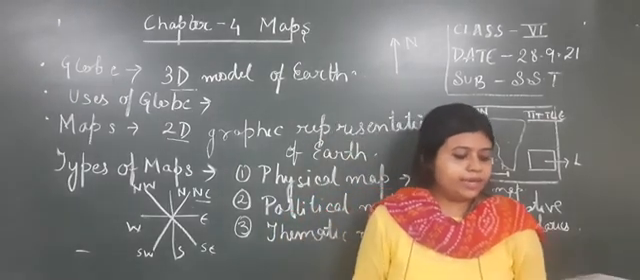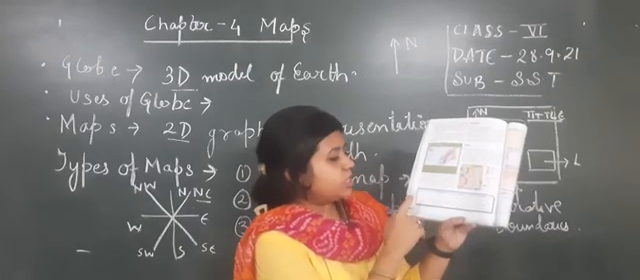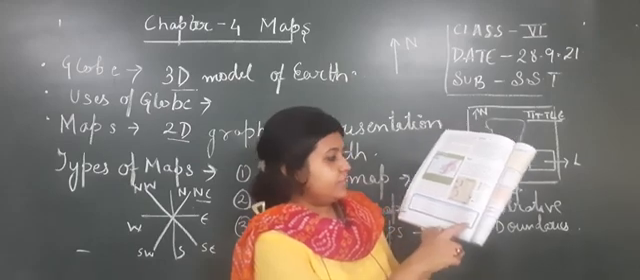Okay. Now here the difference is given in your book. That is the area covered by map, sketch, and plan, and how they are different from each other: their scale, what they are showing, and their details. Okay. This is the thing.